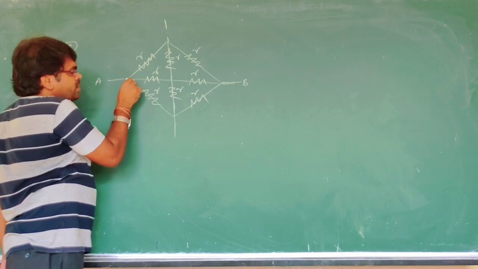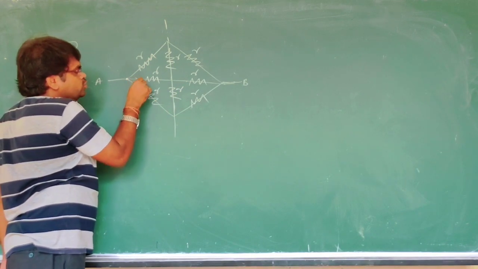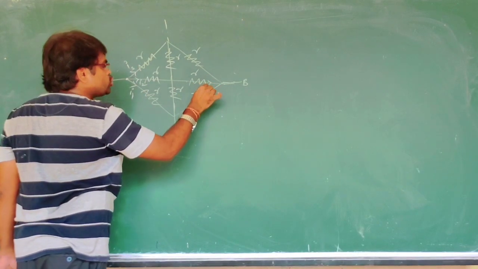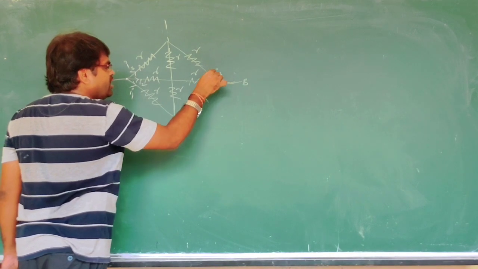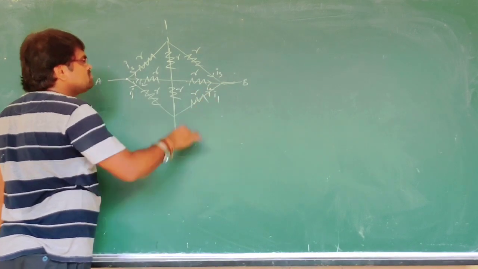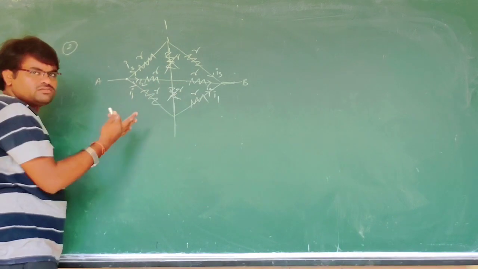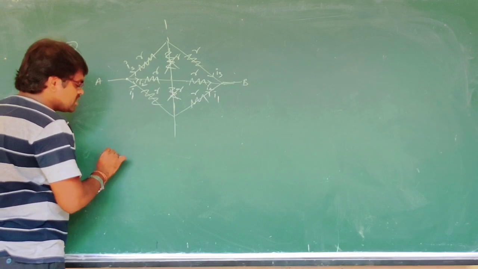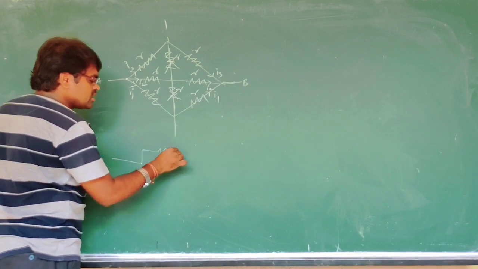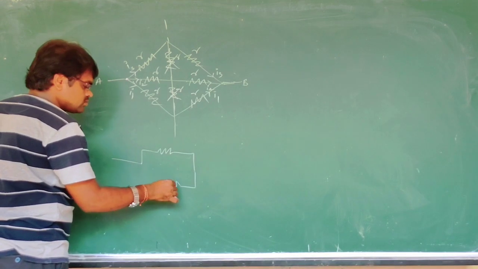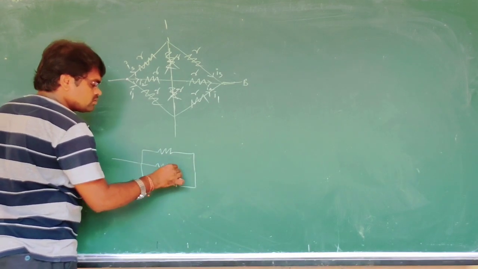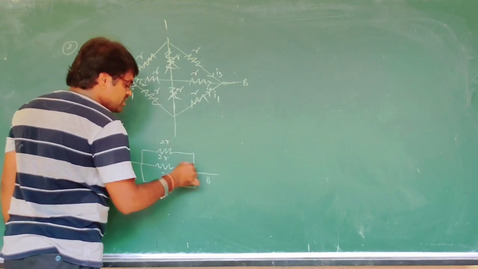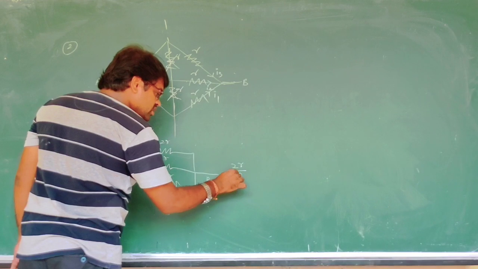Same. See, I1, I2, I3. Then I2, I3, I1. Nothing, just 2R. That is modified that. 2R. A, B. That is what? 2R by 3.